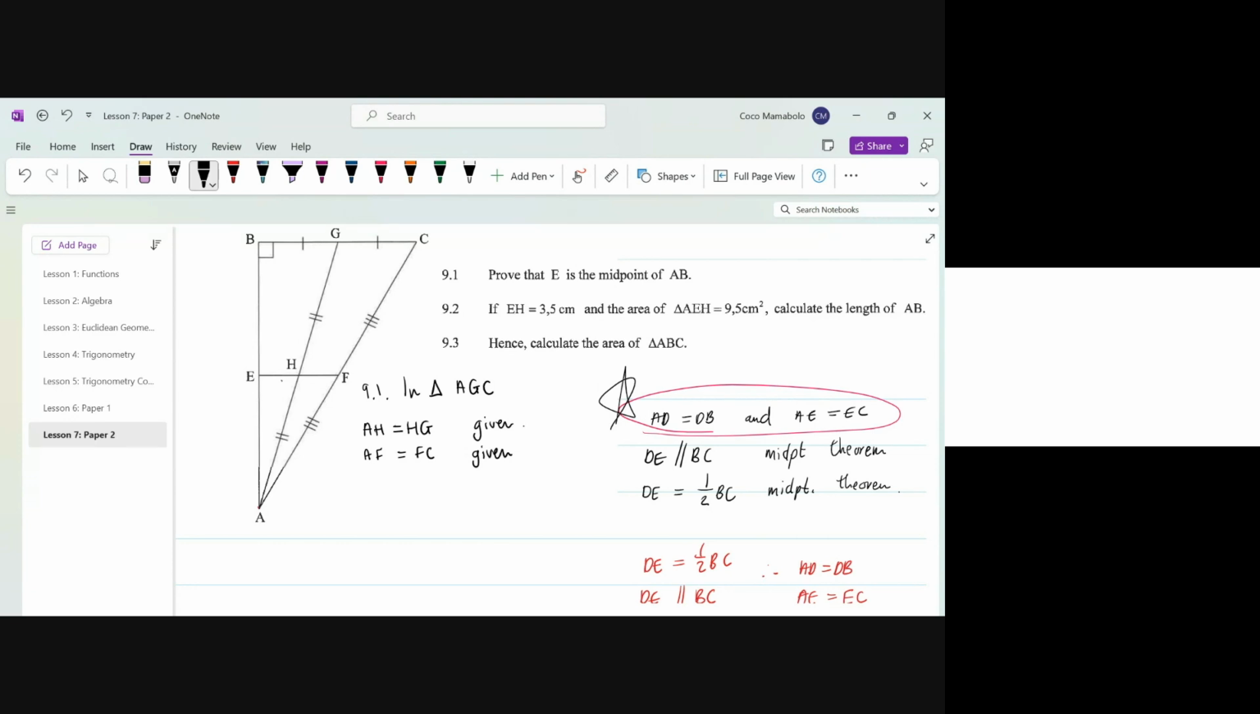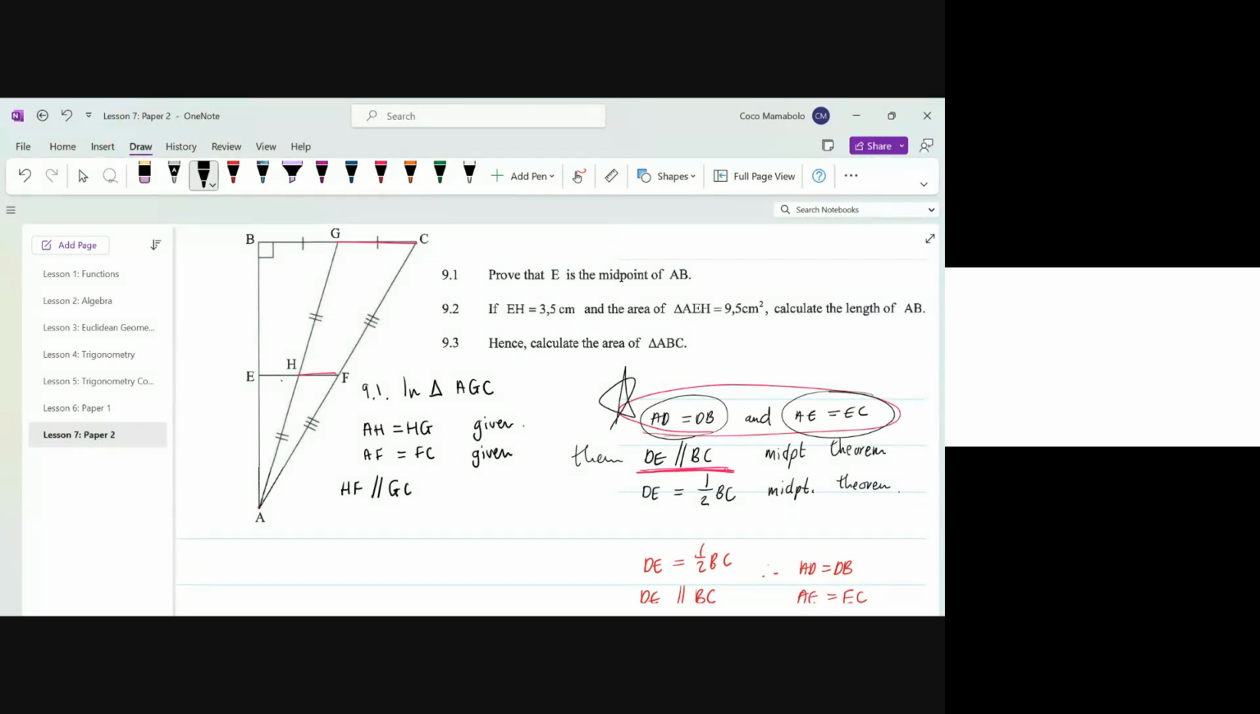Anybody got an idea? If AD is equal to DB and AE is equal to EB, then what do we know? No, we can't just say midpoint theorem. What does the midpoint theorem tell us about that line and that line? What do we know about those two lines? Not equal, they are parallel. Good. That they are parallel. Okay, it's that part of our theorem. That part there. So if we know that those two sides are equal to each other, we can then say that HF is parallel to GC.